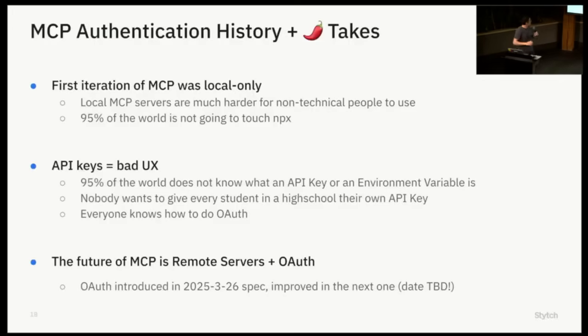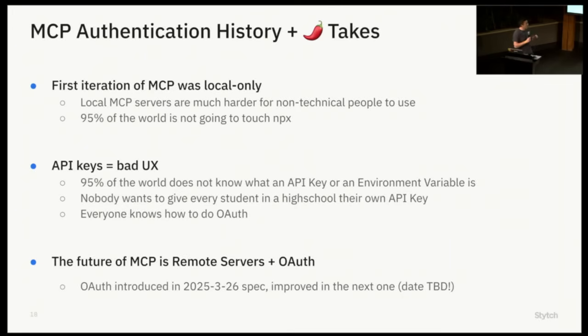So, my spicy takes about the history of authentication in MCP. The first iteration of MCP was designed to be local first and local only. And it worked really, really well at getting people excited about the protocol and into the space. But I think that it leaves a lot of people out of the ecosystem. Local MCP servers are pretty difficult for non-technical people to use. I do not think I can convince my dad to npx install something or pop open a terminal anytime soon.